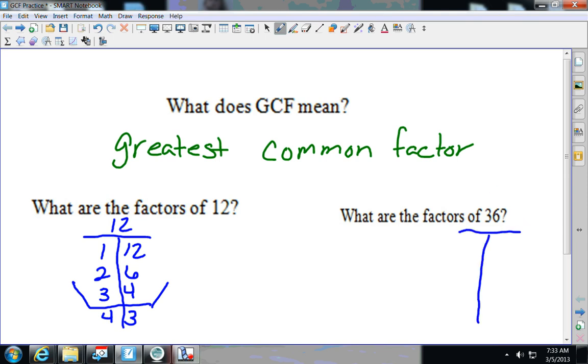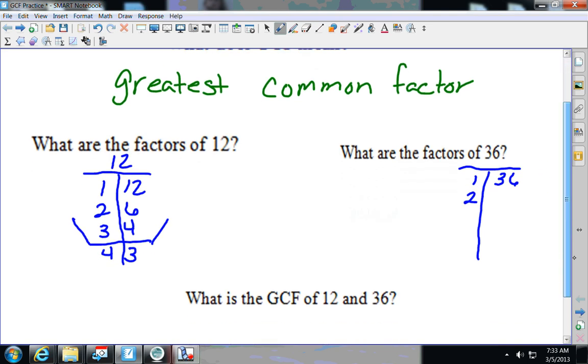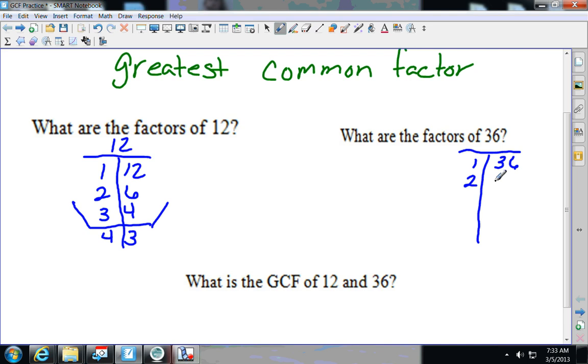Factors of 36. 1 and 36. 2 and what? 18. 3 and 12. 4 and 9. 5, that doesn't work. 6 and 6 does. And then from here we start repeating.